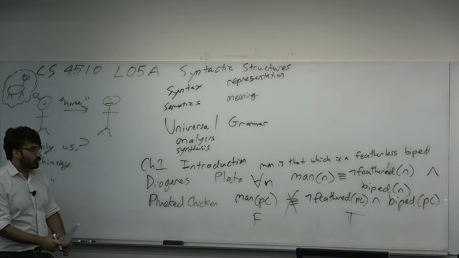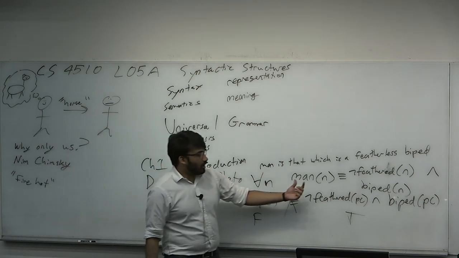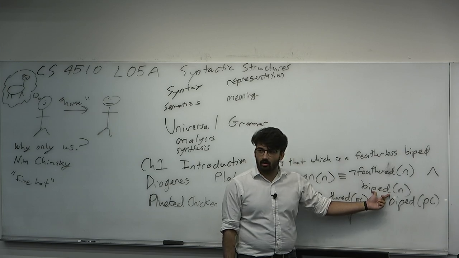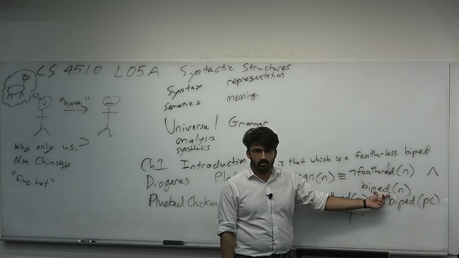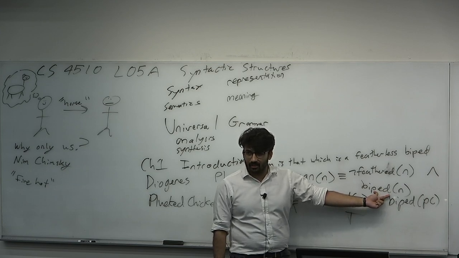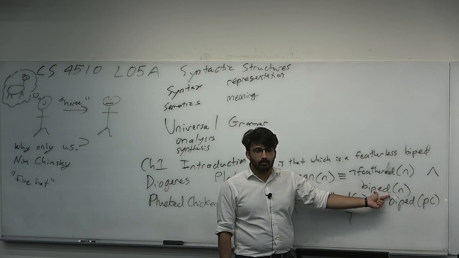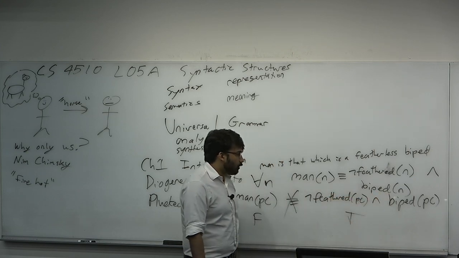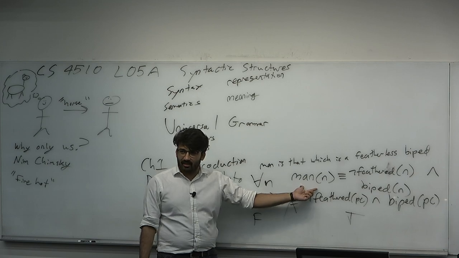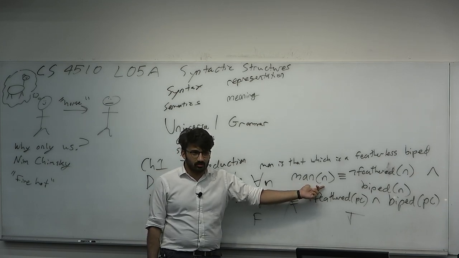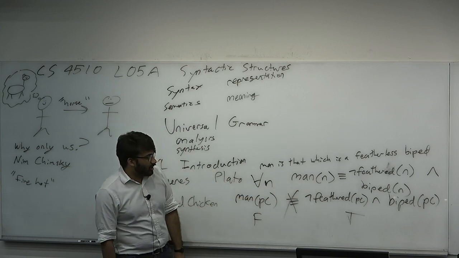Now here's the sort of the moral reason we're talking about this. Featherless and feathered and bipeds are properties of objects that can be determined purely, almost syntactically. You look at the object and it's unambiguous what is or isn't feathered and what is or isn't a biped. Now, what is a definition of a man in the context of humanity? What makes humans exceptional? What makes us not animals?